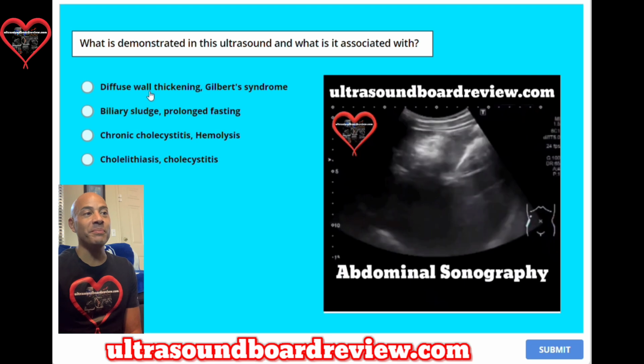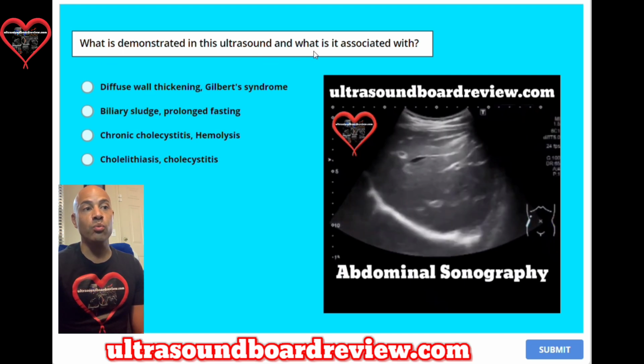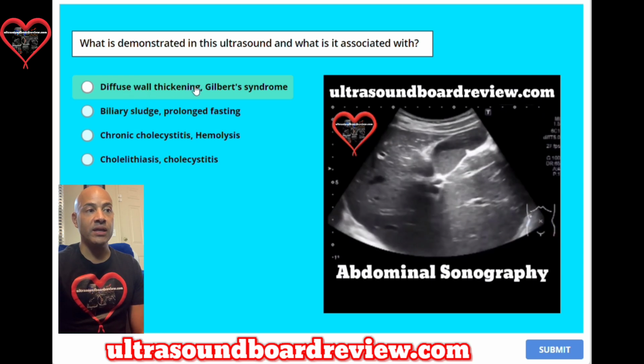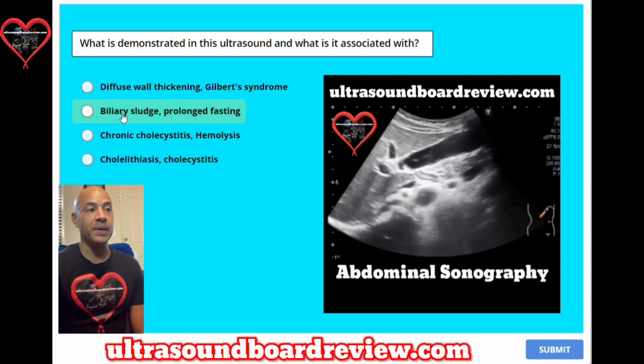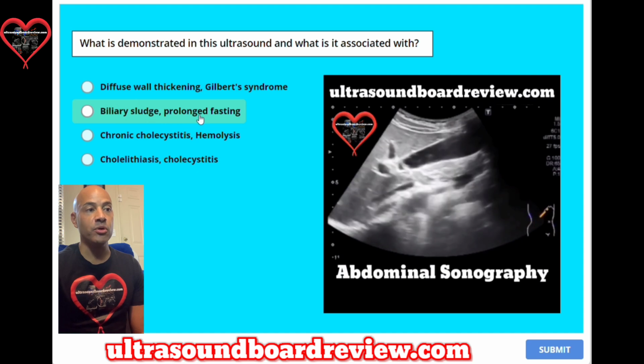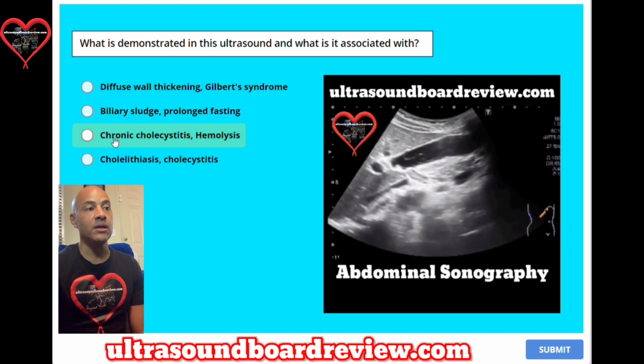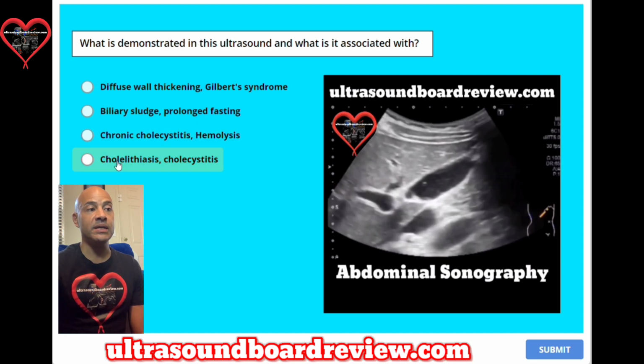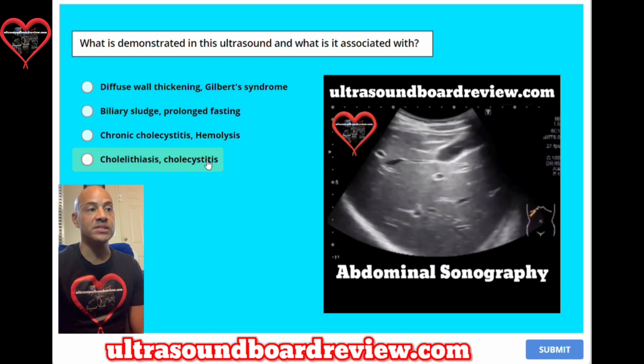So bonus question number 1, what is demonstrated in this ultrasound and what is it associated with? A, diffuse wall thickening and Gilbert syndrome. B, biliary sludge and prolonged fasting. C, chronic cholecystitis and hemolysis. Or D, cholelithiasis and cholecystitis.